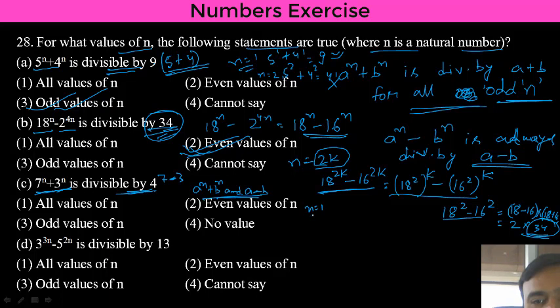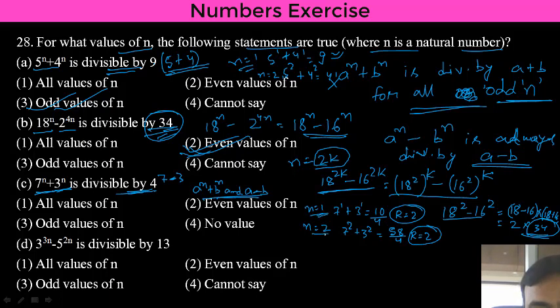If I take n equal to 1, 7 raised to 1 plus 3 raised to 1 comes out to be 10. 10 divided by 4, the remainder is 2. It is not divisible. And if I take n equal to 2, 7 squared plus 3 squared is 58. 58 divided by 4, the remainder is again 2. So whether I take an odd number 1 or an even number 2, the remainder is always a constant 2. That means for any value of n, when this value is divided by 4, the remainder will be 2. So we can say it is not divisible ever, meaning for no value. The fourth option is the correct one.